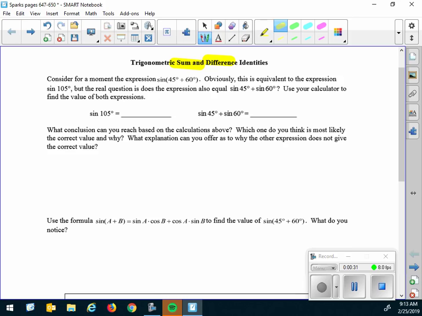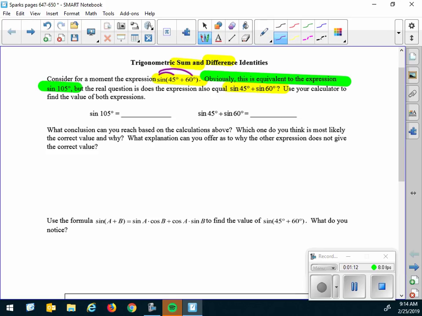Now, the big question here at the beginning is, can you distribute a trig function like this? Is sine of 45 degrees plus 60 degrees equal to the sine of 45 degrees plus the sine of 60 degrees? Can you do this? Now, calculator, be in degree mode. Now, please notice this sentence right here. Obviously, 45 degrees plus 60 degrees is 105 degrees. But the real question is, can you distribute?